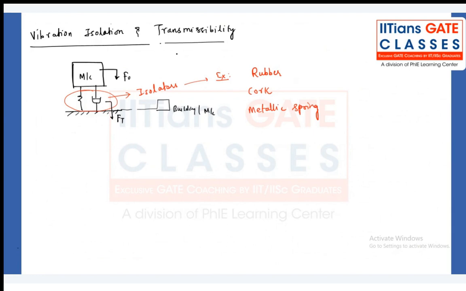What is the meaning of vibration isolation? Generally, guys, if I directly place the machine, suppose there is no spring and no damper, if I directly place this machine on a ground surface, there is another building also there. When the system starts vibrating, whatever the vibration will be there, this vibration will be transmitted to the ground also.